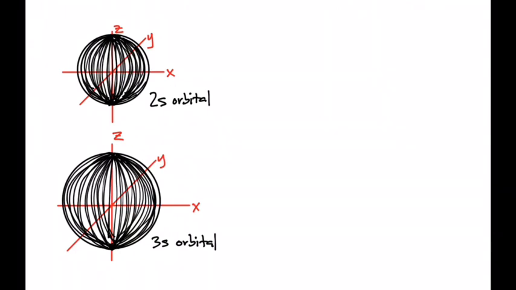And so that's basically how you can compare energy and size for a specific orbital. And it's also true for the other orbitals like the p orbitals, the d orbitals, and the f orbitals.